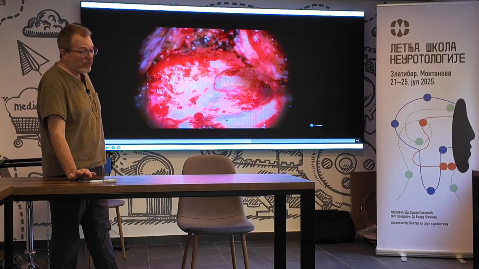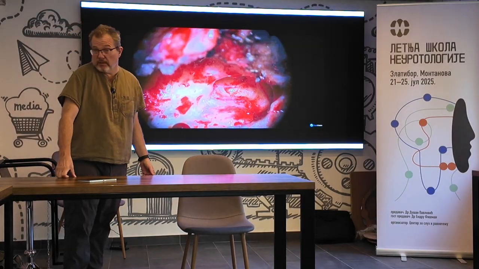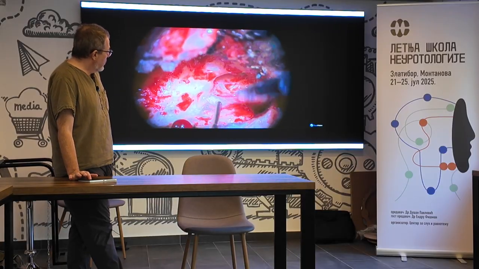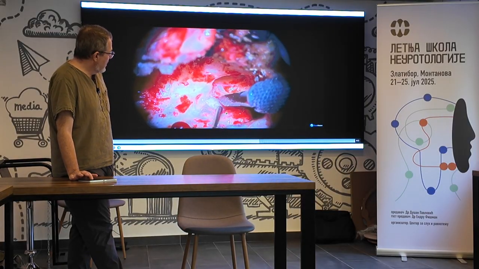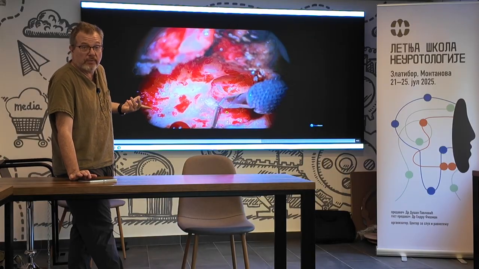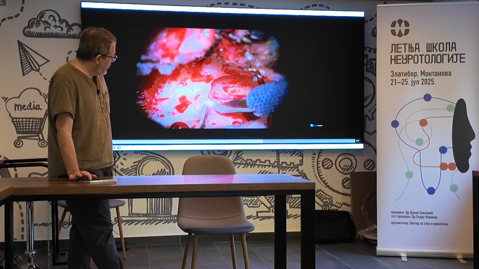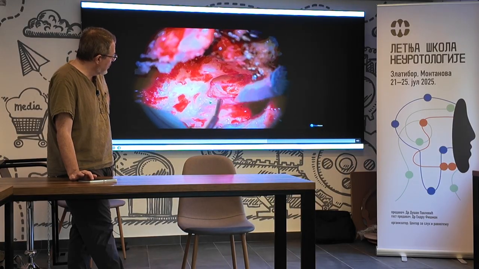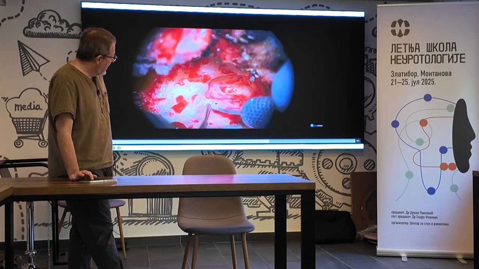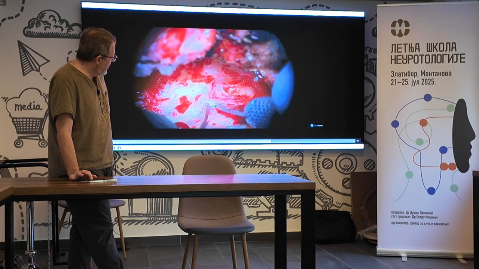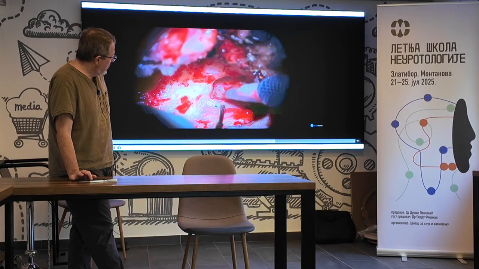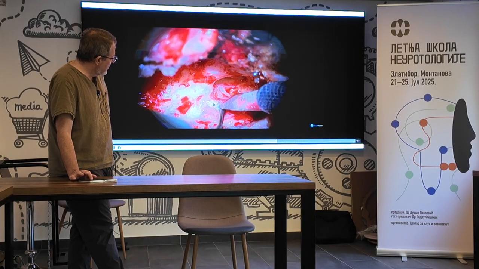Now, we don't really know why this operation works. I mean, it's not clear. Some people only do the decompression and get comparable results without putting the shunt. But I put the shunt, I just open up the sac. This very dense white structure is the endolymphatic sac, and when you get it nicely exposed, you see there's like a center to it, and you can open it up and there's a pocket inside.